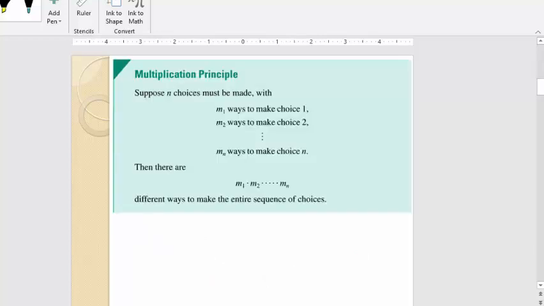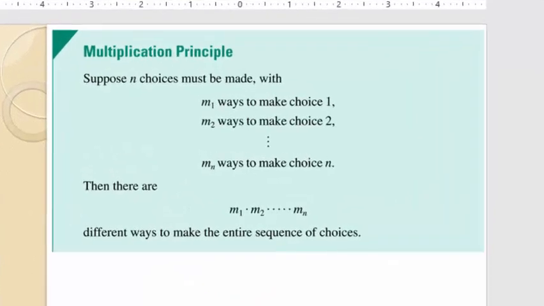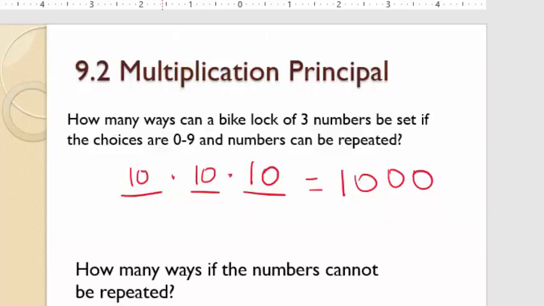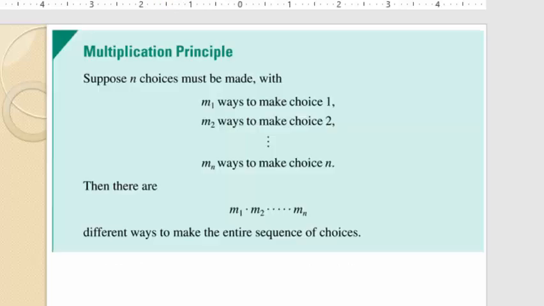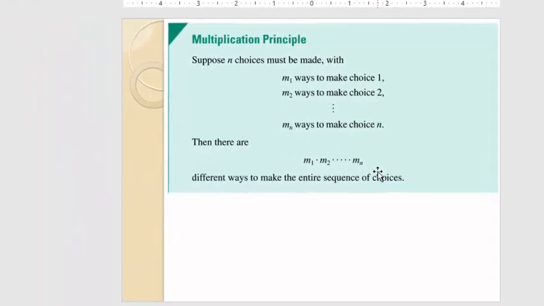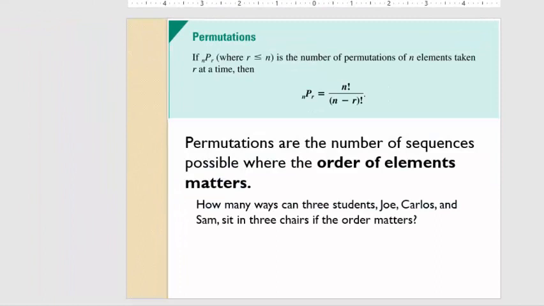And so looking at the technical description of the multiplication principle, it means suppose we have n choices that must be made, with m sub 1 ways to make choice 1. In this case, it's 10 ways. M sub 2 ways to make choice 2. And if I list the number of ways, then there are m sub 1 times m sub 2 times however many digits you have in your combination lock. Those are multiplied together.